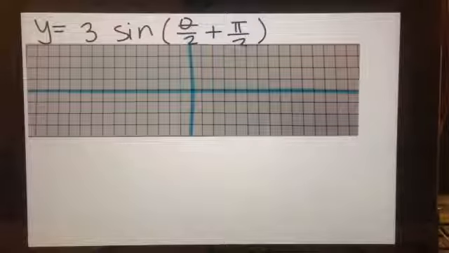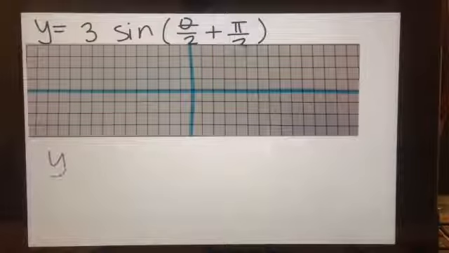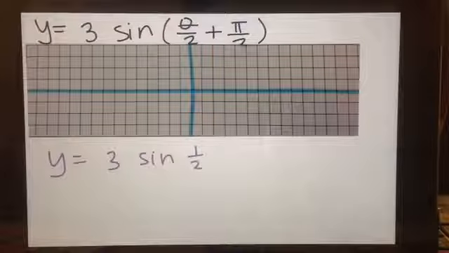Normally if you are given multiple shifts like this, you should see a number in front of the parentheses, and that number would tell you how to find your period. In this one, it's not there because it's hidden inside the parentheses. Hopefully you can see that the two pieces inside the parentheses have a 1/2 in front of them. You could think of it as 1/2 theta plus 1/2 pi. So 1/2 is actually the GCF. So I'm going to write y equals 3 sine of 1/2 times theta plus pi.